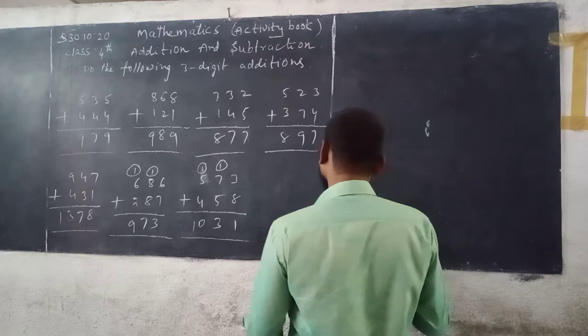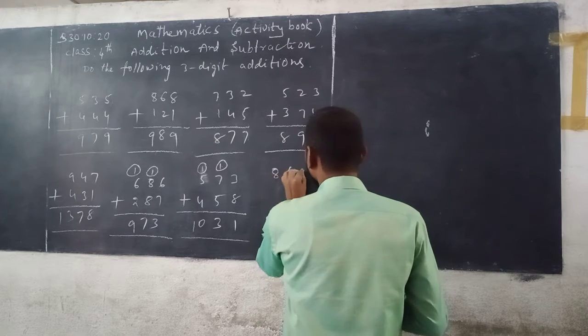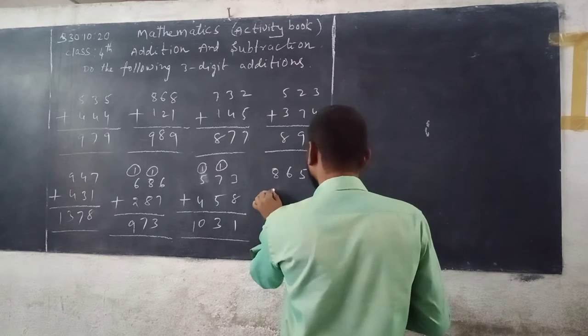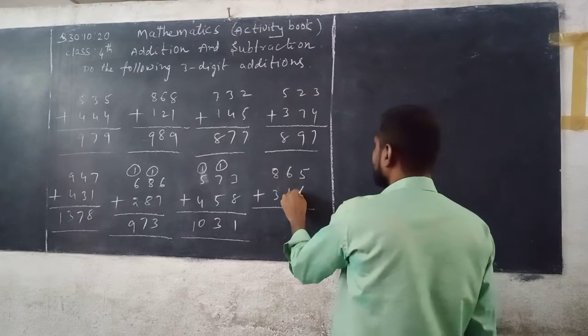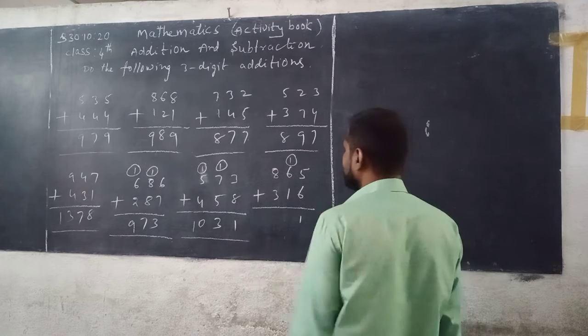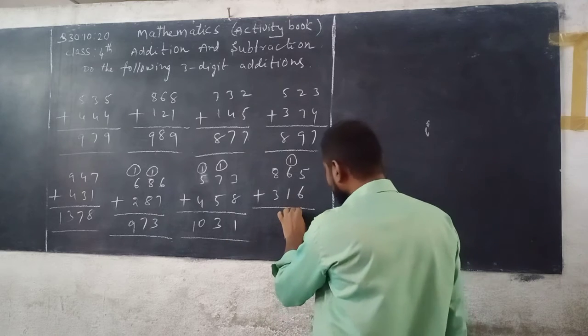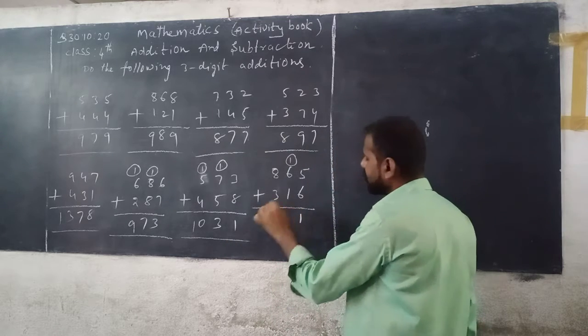Now next here, 865 plus 316. First we add the digits in ones place. That is 5 plus 6, 11. 1 taking, 1 carrying in tens place. 1 taking, this number you write in ones column.